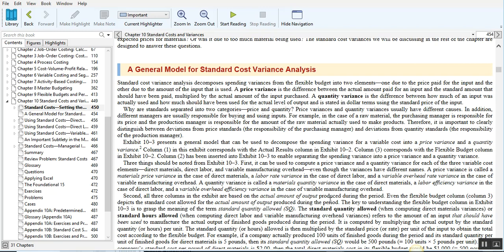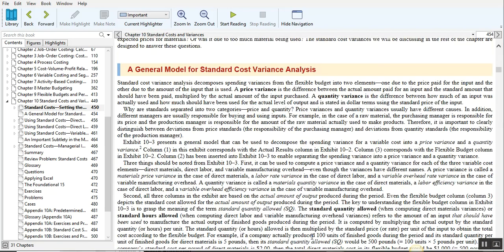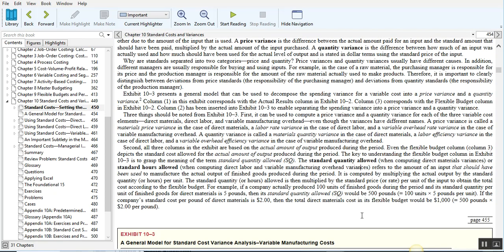And then when it comes to direct labor, we're going to look at the standard quantity allowed. Sorry about that, I didn't mean to make the page flip, but what we're going to start with is the standard quantity allowed and the standard hours allowed. Now, the standard quantity is going to relate directly to the materials, and the rate, or the hours allowed, is going to relate to labor.